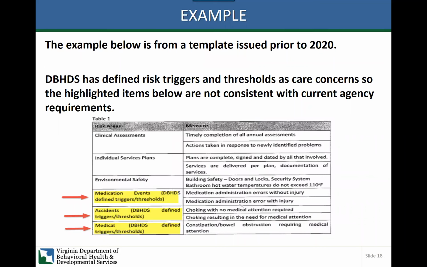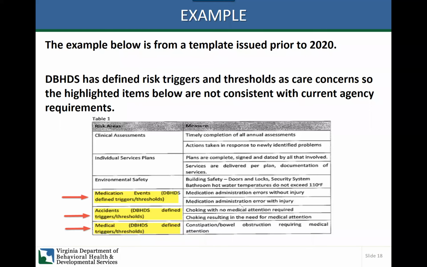So the next slide gives you an example of what that previous template included. So this was the medication events, as highlighted in yellow there, DBH defined triggers and thresholds, for example. So DBHDS has defined risk triggers and thresholds as care concern. So these may not be exactly consistent with current agency requirements. And that's why we're encouraging people to please carefully review anything that you use prior to the new regulations, which were effective in 2020.